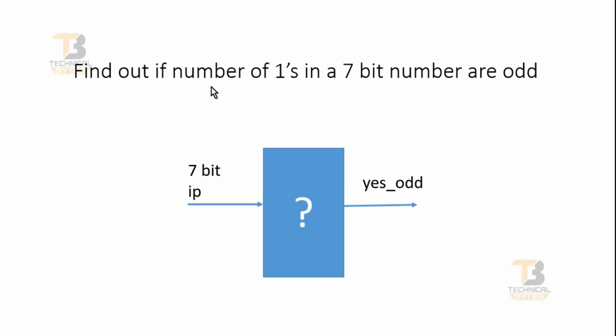Friends, the challenge is on your screen, where you have to design a digital logic which should be able to find out if the number of ones in a 7-bit number is odd or not. Here you have to design this unknown block where the input vector is 7-bit long and its output is "yes odd". Yes odd means if the number of ones in this 7-bit vector is odd, this bit should go high, otherwise it should remain 0.